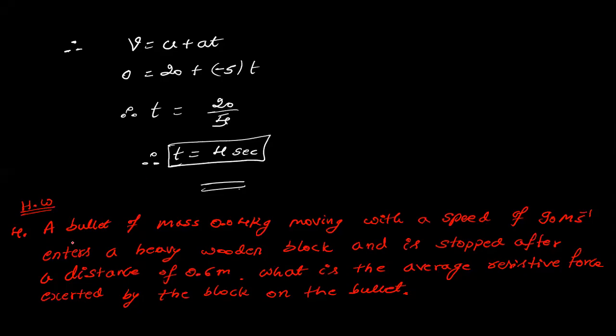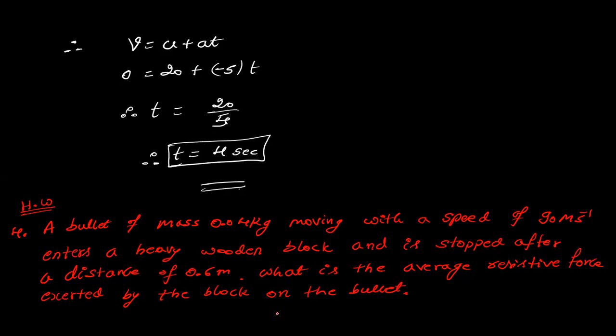Here is your next problem. A bullet of mass 0.04 kg moving with a speed of 90 meter per second enters a heavy wooden block and is stopped after a distance of 0.6 meter. What is the average resistive force exerted by the block on the bullet? As it is like the previous problem, we have to solve it. Only the force we have to find.